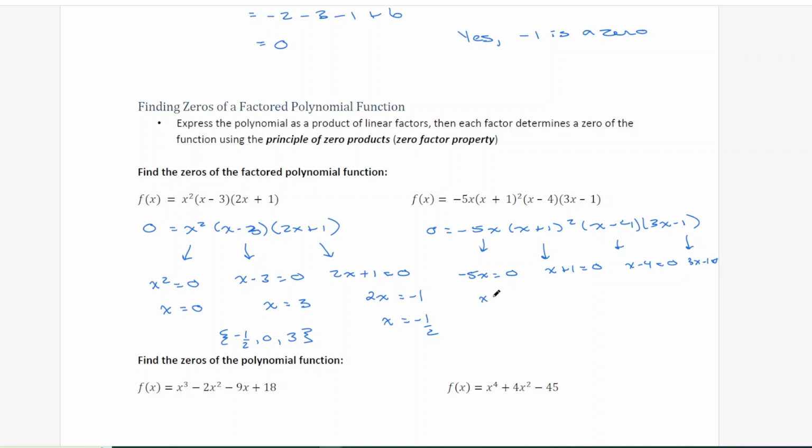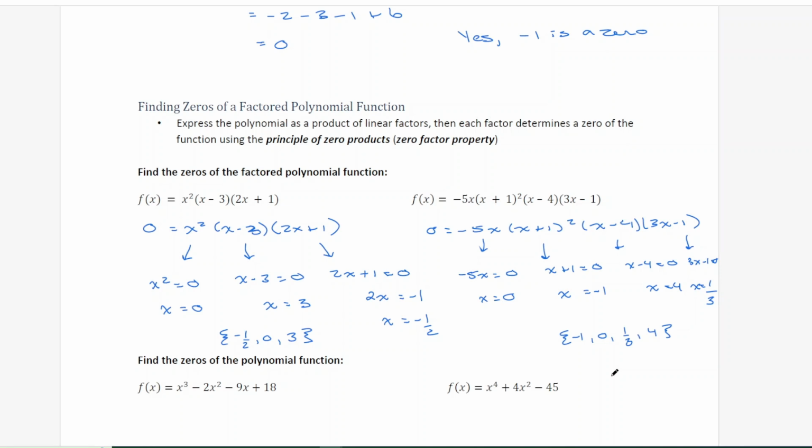So for this one, I would just divide by 5 to get 0. This one I'm going to add 1. This one I'm going to add 4, and this one I'm going to add 1 and divide by 3. So this one has 4 zeros, -1, 0, 1/3, and 4. It's really good to get in the habit of writing them in numerical order, just for some stuff that we're going to be doing later.